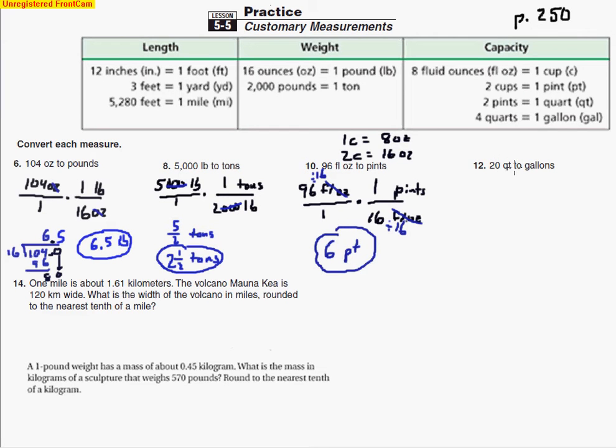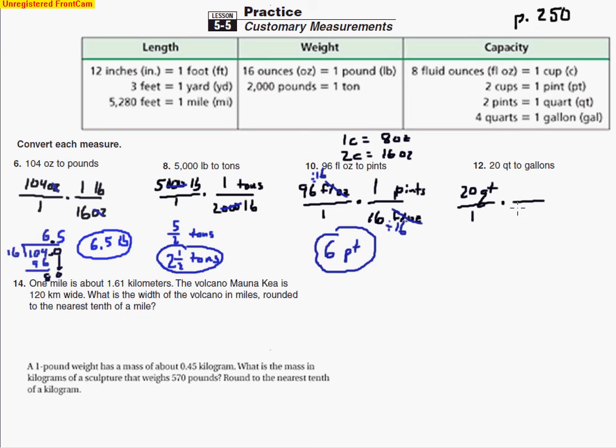Well, number 20, another problem like that. This is also dealing with capacity. We had no length problems in this section, but I believe you will, so you'll end up using these measurements here. Let's try this one: 20 quarts to gallons. I have 20 quarts, and I want to go to gallons. So I'm going to multiply by a conversion factor. Here it is: 4 quarts equals 1 gallon. They tell me that one.